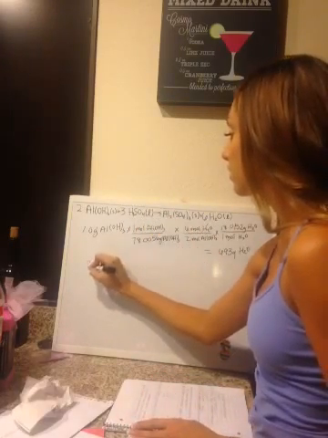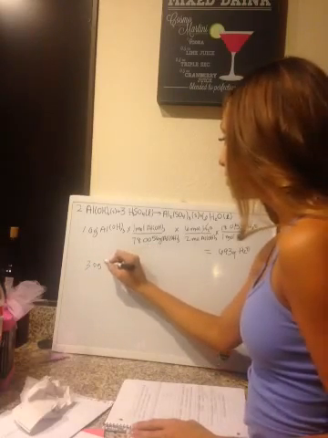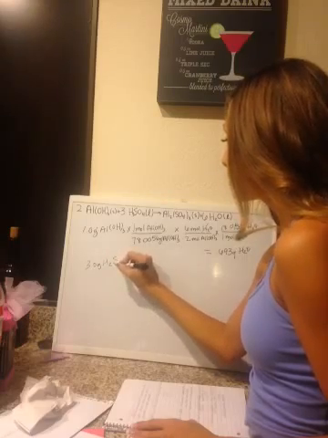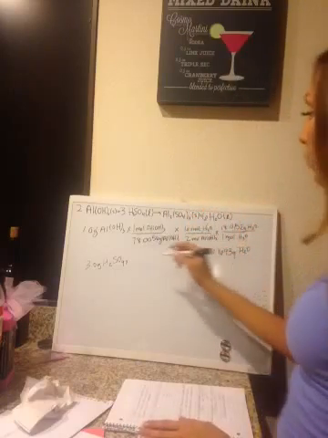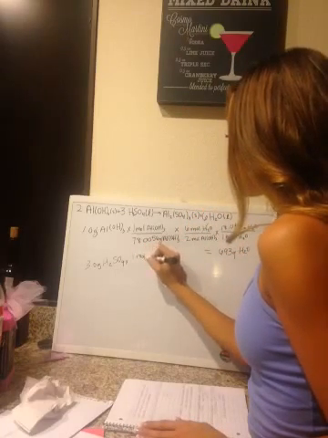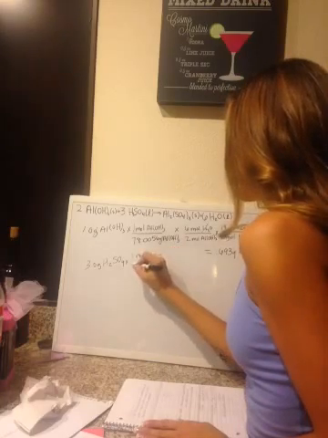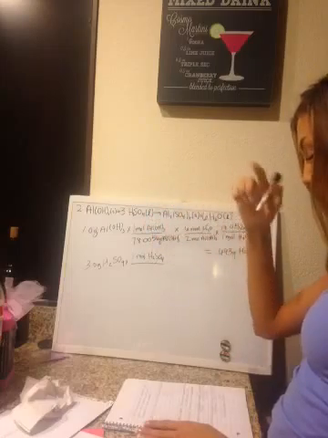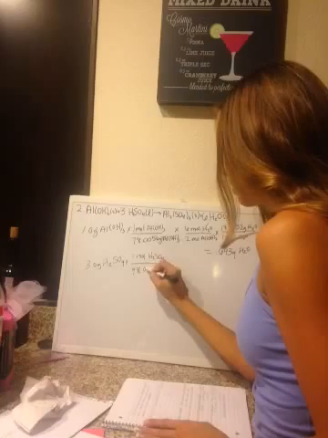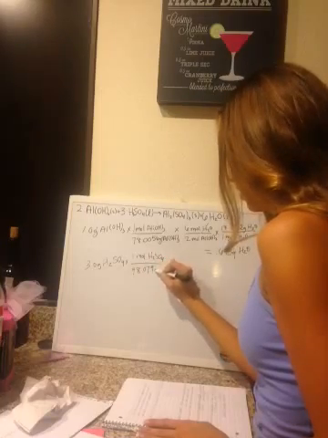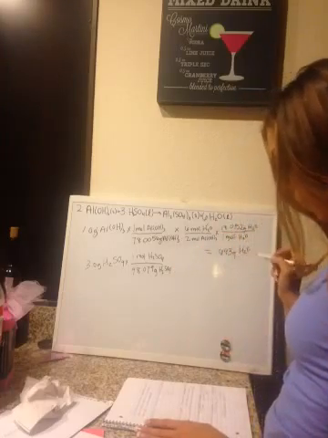So it says there's 3 grams of sulfuric acid, and we're multiplying this by 1 mole of sulfuric acid all over the mass of the sulfuric acid, which comes out to be 98.079 grams of sulfuric acid.